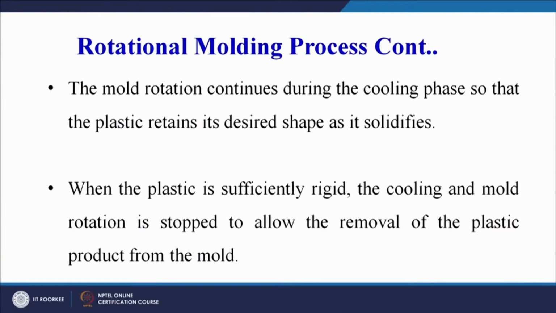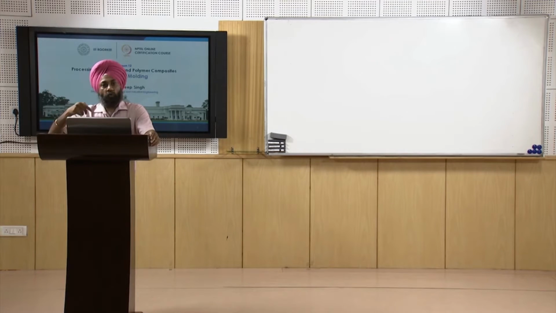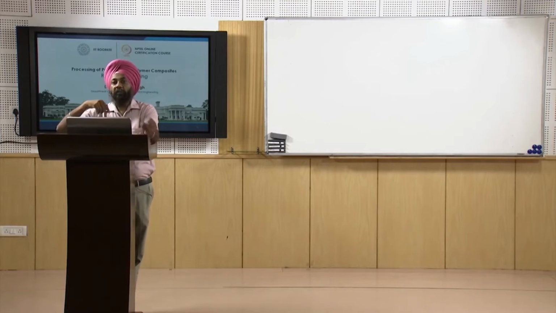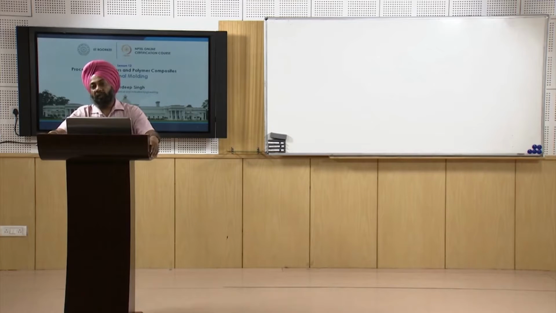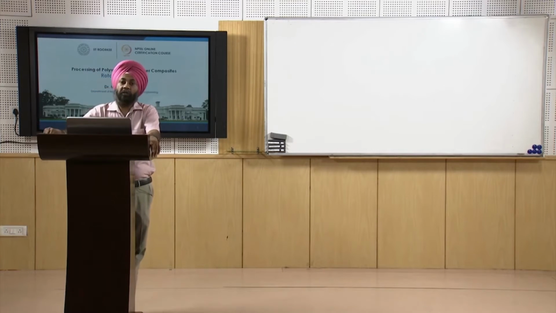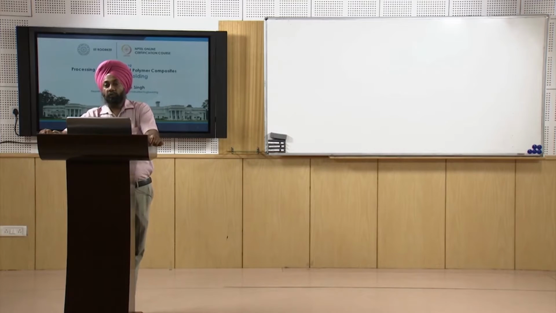The mold rotation continues during the cooling phase so that the plastic retains its desired shape as it solidifies. So plastic is in the molten form, the rotation is continuous, and a thin layer or the desired thickness of the layer has formed all around the inside of the mold cavity, or the hollow mold, and we will keep the rotation going until the plastic has solidified and taken a rigid form, so that once we open the mold we get our final product.